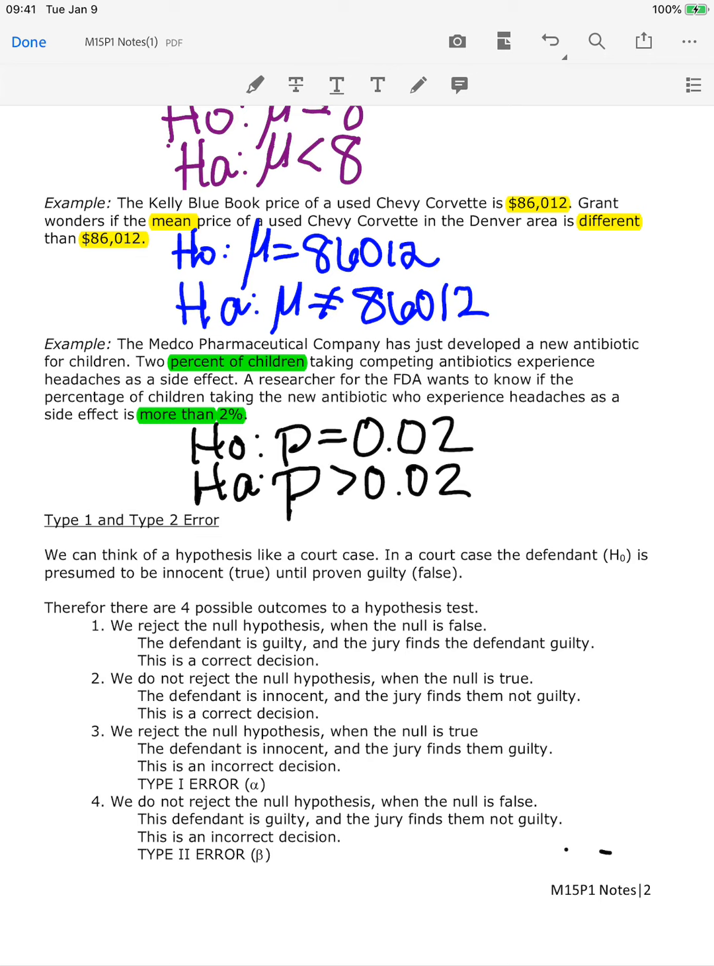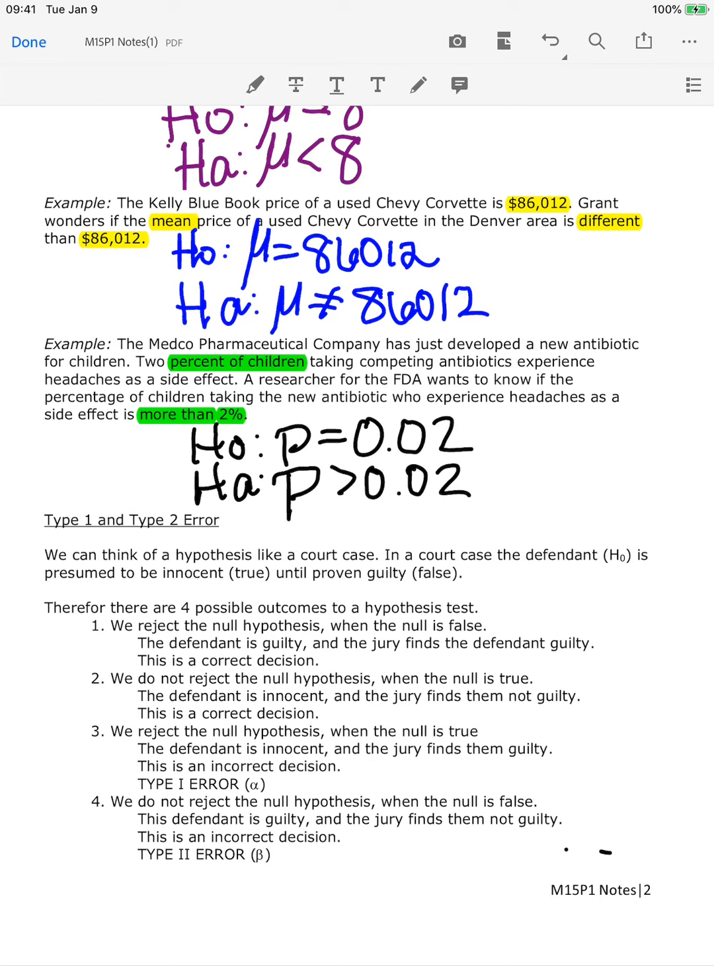And that's very important. We don't want to ever say that we're accepting the null hypothesis or we find the null hypothesis true, because that's not really what we're doing. All we're saying is that the value of the mean or proportion is not less than, greater than, or different from whatever the value was. So we never are going to end up saying that the null is true. All we're going to say is that it is not false.